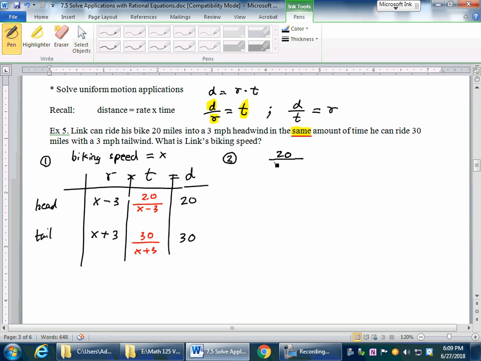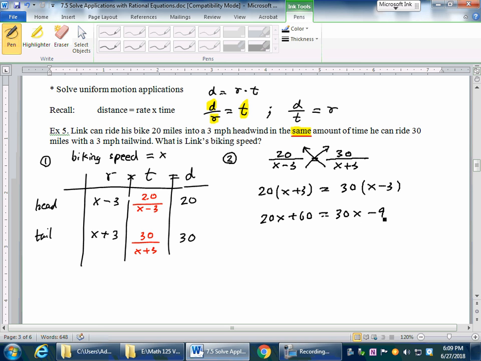The time by headwind must be equal to the time by tailwind. Now we can solve these equations. Since this is a proportion type, I can basically use the cross multiply method. So it will be 20 times x plus 3, that is equal to 30 times x minus 3. Distributing it, that will be 20x plus 60 is equal to 30x minus 90.